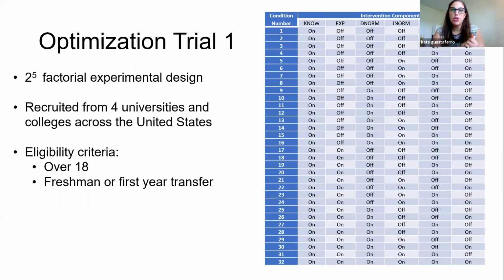So optimization trial 1, we had a 2 to the 5 factorial experimental design, 32 experimental conditions. Notice this component is constant, everybody gets it, but then this shows you the combination of all of the different components. We recruited students from 4 universities from across the US, and students just had to be over 18 and either a freshman or a first-year student to be eligible to participate.